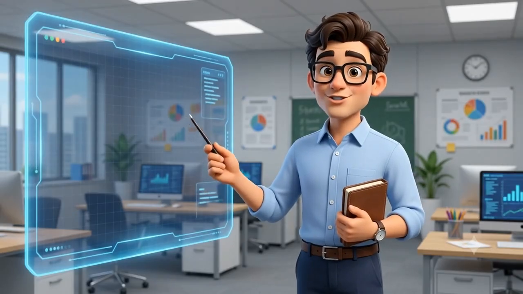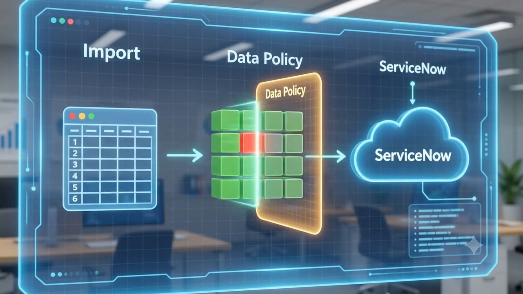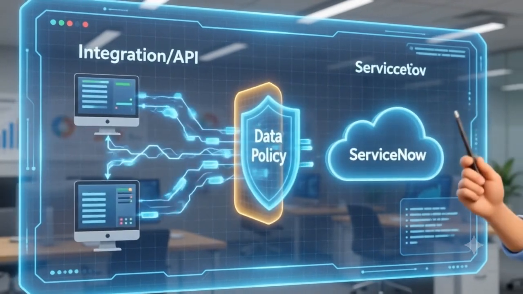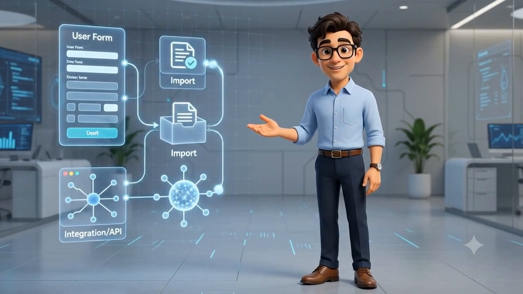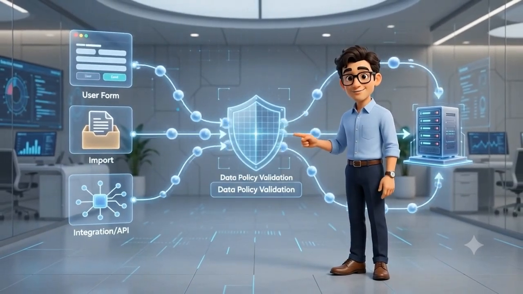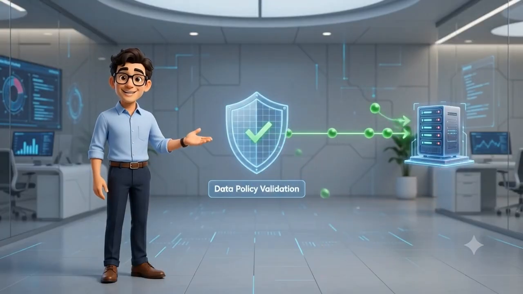Let's see how data enters ServiceNow. First, we have direct manual entry through a form. Finally, APIs offer fast, automated validation. Data enters through these three paths. They all converge for policy validation. Valid data passes, while invalid data is rejected, keeping your system clean and secure.